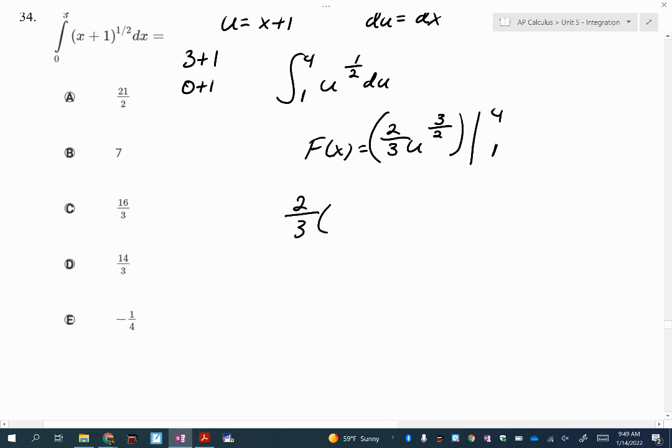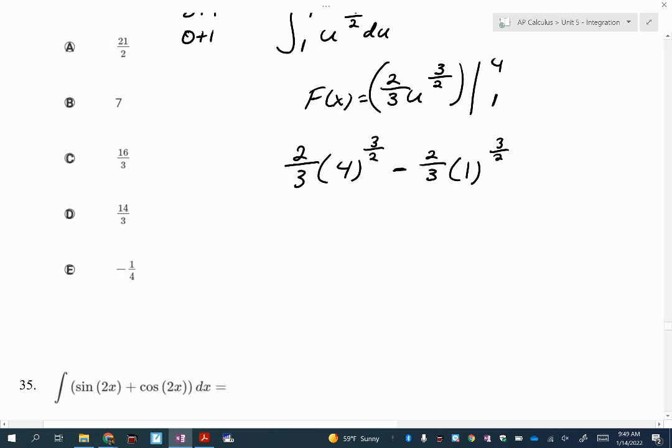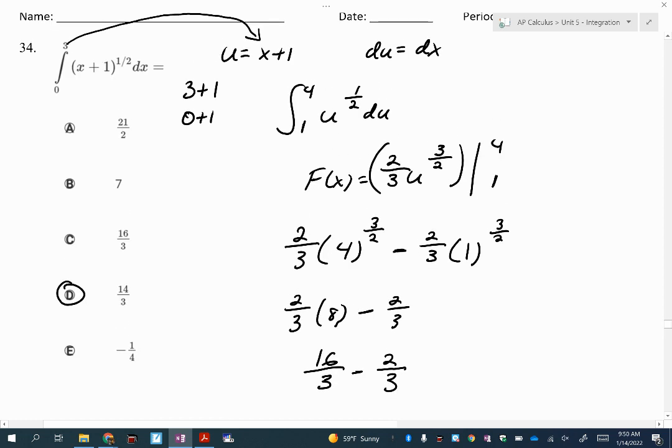So 2/3 times 4 to the 3/2 power minus 2/3 times 1 to the 3/2 power. Remember, 3/2 power, you can use decimals if you want here, but that denominator in that power of 2 means the square root. So watch how I do this. This is the square root of 4, which is 2. 2 cubed makes 8. And same thing here, square root of 1 is 1, 1 cubed is 1, so that's minus 2/3. Distribute the 8, you get 16/3 minus 2/3, which is 14/3. So 34 is D.